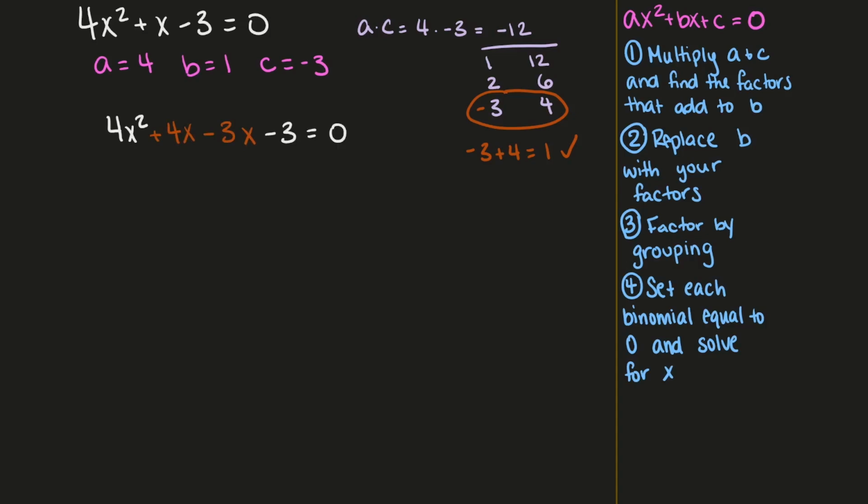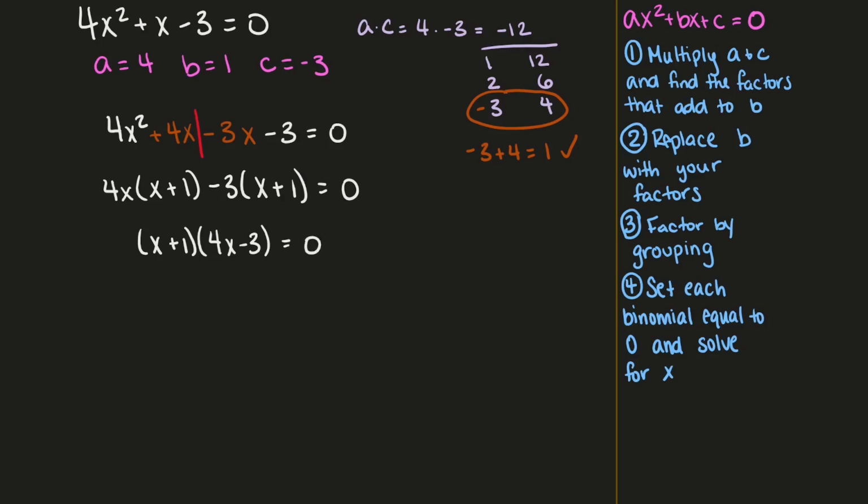Now we can factor by grouping. So we're going to split this in half and factor each side by itself. On the left side, we can factor out a 4x, and we're left with x plus 1 from each of our terms. On the right side, we can factor out a negative 3, and we're left with x plus 1 from each of our terms. Now, let's finish our factoring. So we can pull out our x plus 1 and just write that one time. And then we're left with 4x minus 3 in our other binomial.